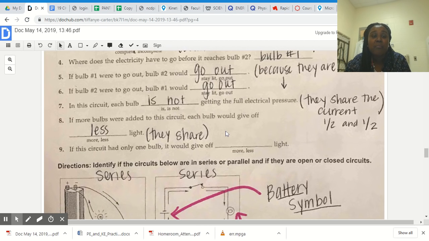All right, let's see. Number 8, if more bulbs were added to the circuit, each bulb would give off less light. And it's going to be less because they're sharing it. So the more lights you add, the less light they're going to have.